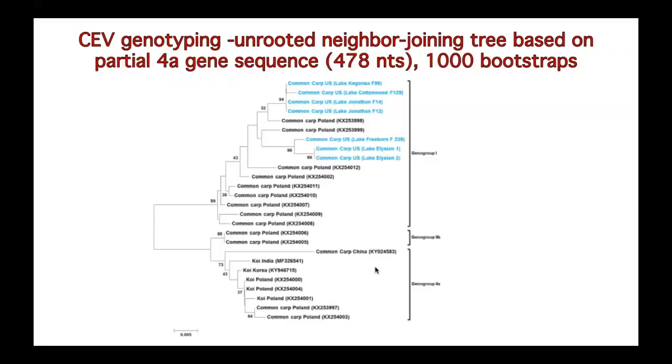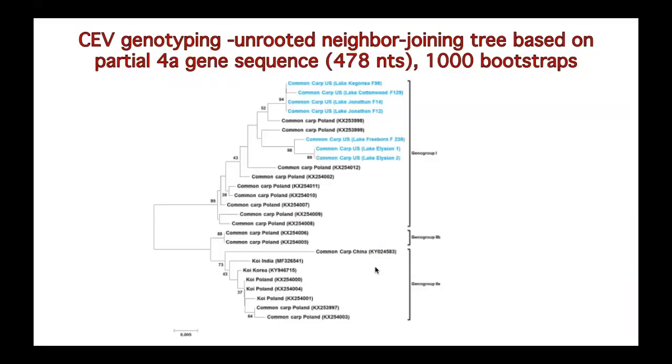CEV is a little bit easier to genotype because you can use a small fragment like this one, and there are actually mutations there that you can build a phylogeny from. Similar to KHV, CEV is divided into large genogroups. There are three of them: genogroup 1, genogroup 2B, and 2A. And what's interesting here, these are our strains that we were able to get sequences from, and they're all clustering together in genogroup 1. Genogroup 1 only infects common carp, so it doesn't infect any koi. No one's ever detected that. Genogroups 2A and 2B can infect carp or koi.